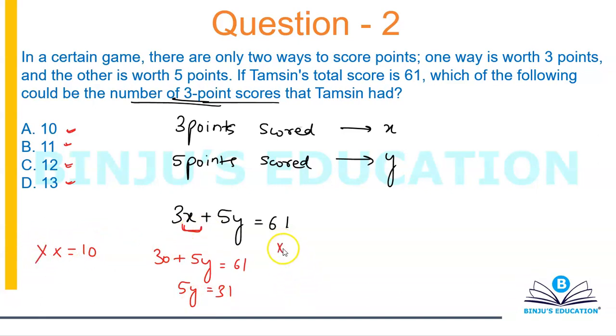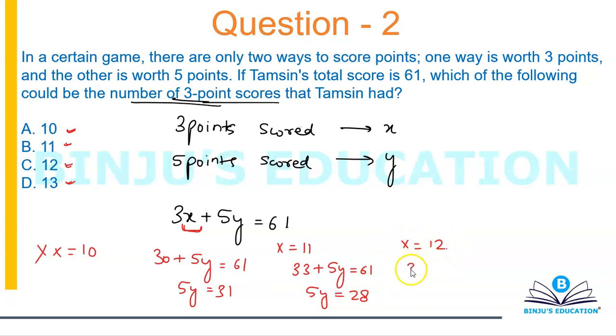Next I'm going to do x is equal to 11. So 3 into 11 is 33. 33 plus 5y is equal to 61. So 5y will be equal to 28. I again know that 28 divided by 5 is not going to give me an integer value. So this is also out. Next I'm going to take x is equal to 12.